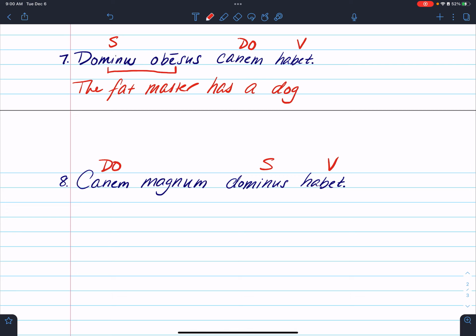Good. All right, now we have to figure out what magnum is going with. Is it going with dominus or canem if they're both masculine? It's got to go with canem, because that is accusative. All right, so the dominus, the master, habet, has a big dog. Right? Because if it was plural, then it would be canes magnos.